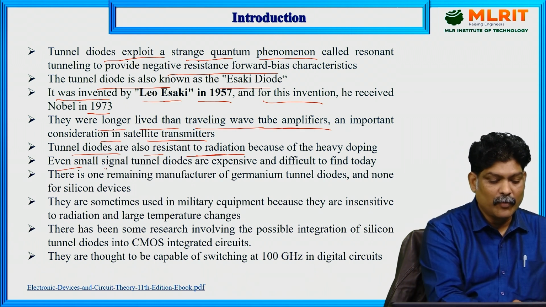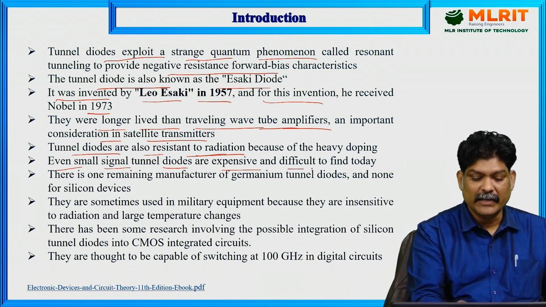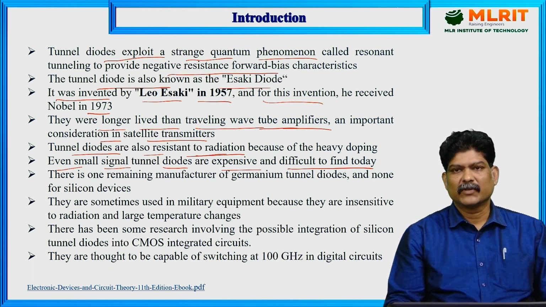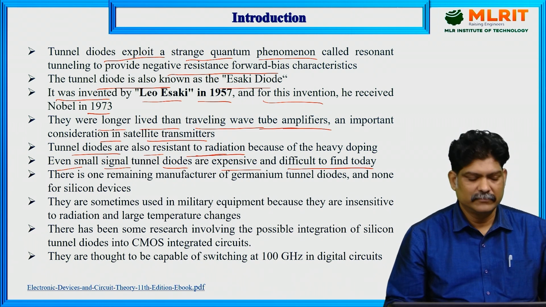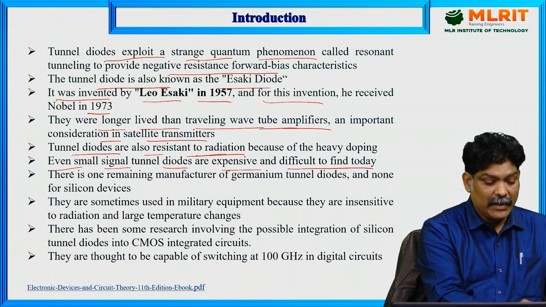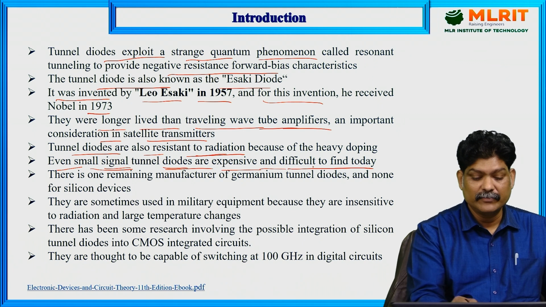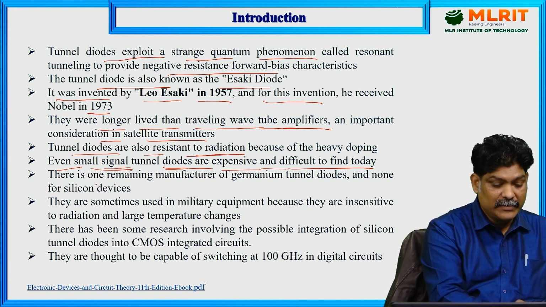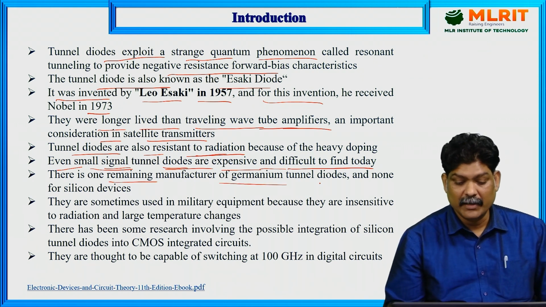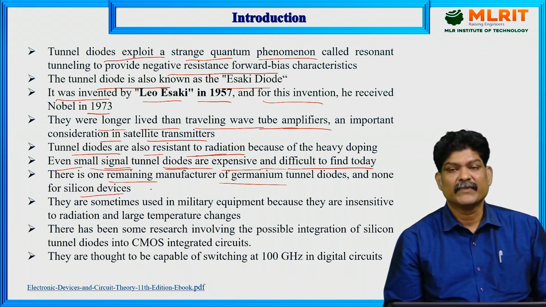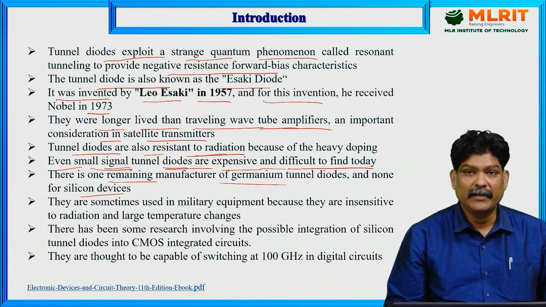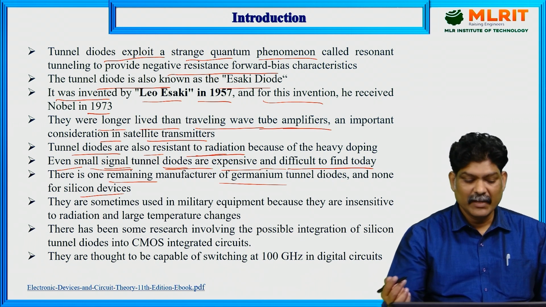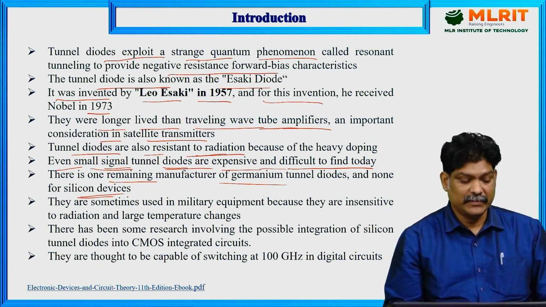The drawback with tunnel diodes is that they are very costly. Even small signal tunnel diodes are expensive and difficult to find today. That is the drawback of the tunnel diode. There is one remaining manufacturer of germanium tunnel diodes and none for silicon devices. So tunnel diodes can only be manufactured using germanium, and none for silicon devices.